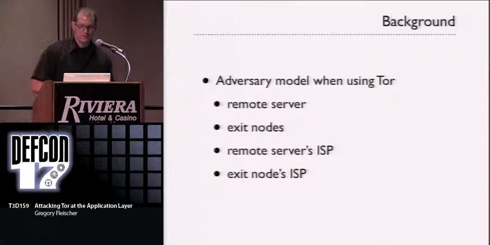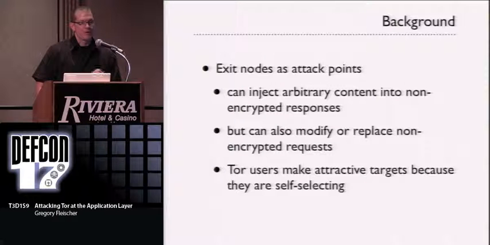So let's talk a little bit about the adversary model when you're using Tor. There are certain points in the Tor network where you're at risk at an application layer. That's at the remote server, in the exit nodes, the remote server's ISP, as well as the exit node's ISP. Any of those points, you're at risk for malicious activity.